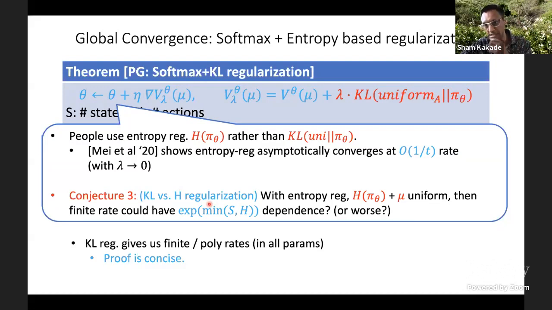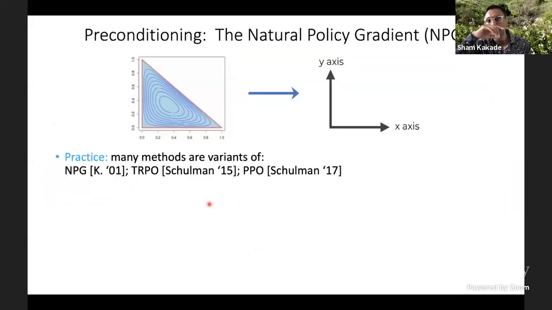Okay, but again, there's another conjecture that I don't think entropy is going to cut it for getting a poly S coefficients. Okay, so now let's go to tabular method three. The problem is that we're trying to move around on this constrained simplex. And what we often do is try to warp the distance metric to stretch the corners out so we move more. There's a bunch of variants of this now, but this is what natural gradient is doing.